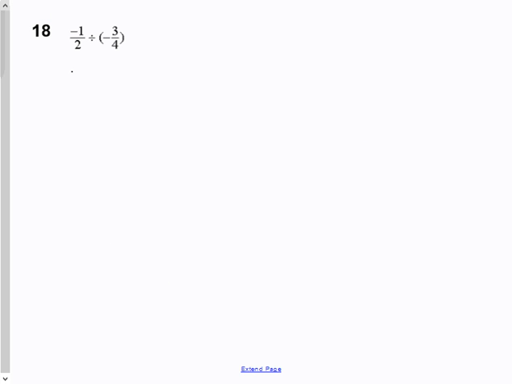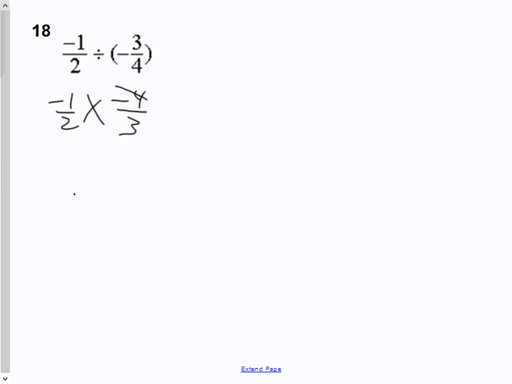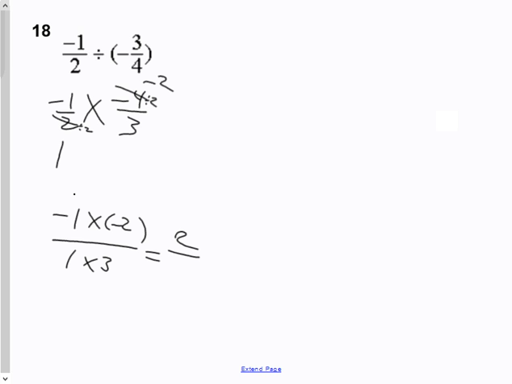Question 22. Division of fractions. Keep your first fraction, change to multiplication. Use the reciprocal of the second. Notice how my negative symbol stays in my numerator. Cross reduce if possible, both dividing by 2. Negative 1 times negative 2/1 times 3 will be positive 2/3. Now, if you didn't cross reduce, you get positive 4/6, which still reduces down to positive 2/3.